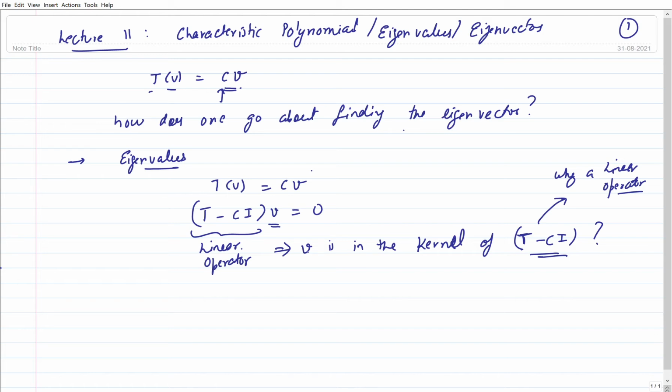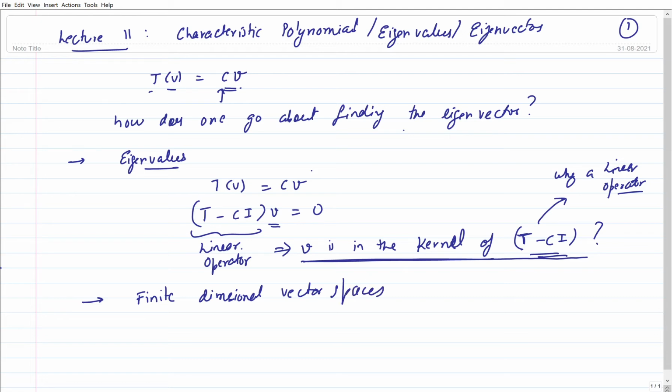So let's first see, just a digression, for finite dimensional vector spaces, the following conditions are equivalent. Consider a linear transformation T. The kernel of T is greater than 0, which is also equivalent to saying that the image of T is less than the whole space.